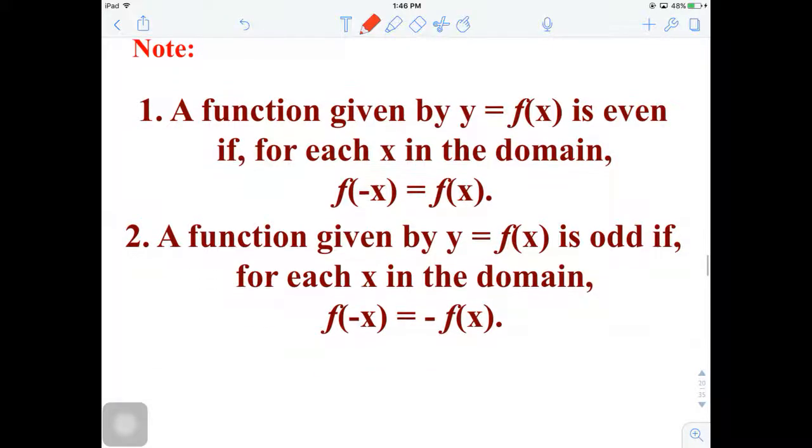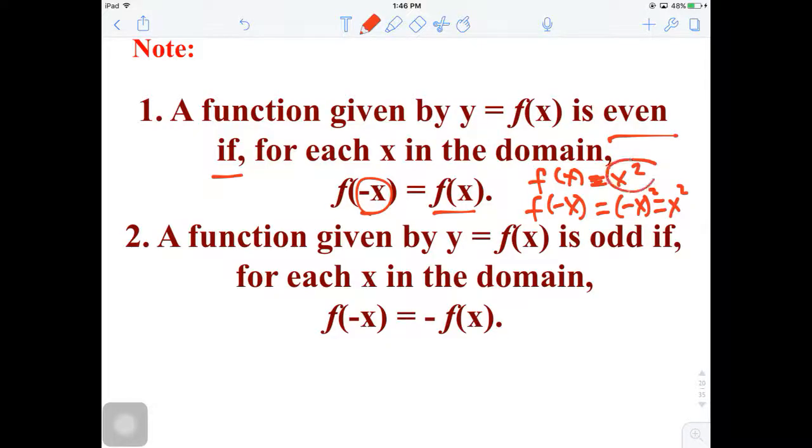And here are some notes again. A function is even if when you substitute the negative inside, you're going to get the original back. So for example, if I let f of x equals x squared, and I substitute negative x inside for x, I will have negative x squared, but then when I evaluate it, I'm going to get x squared, which is the original back. And that tells me that the function y equals x squared is an even function because I get the original back when I substitute negative x inside.